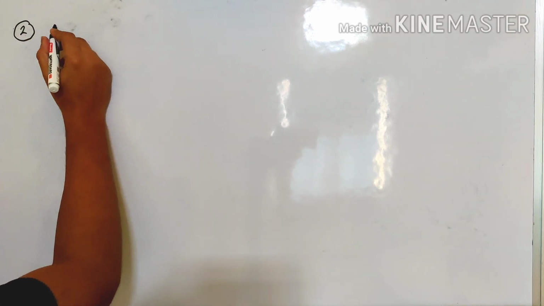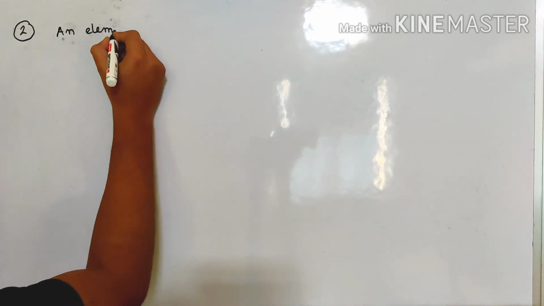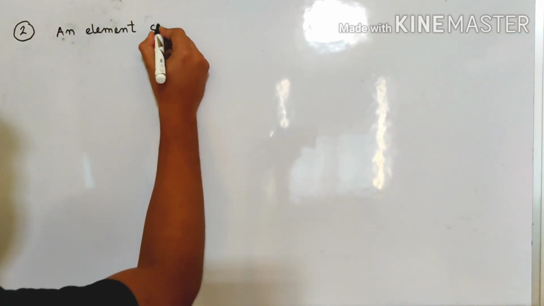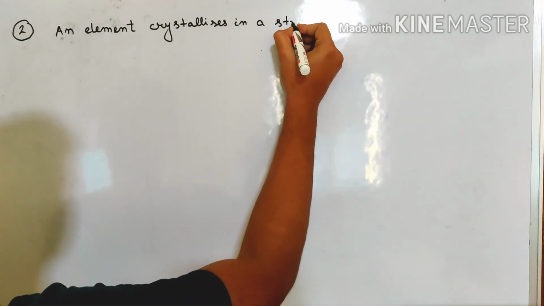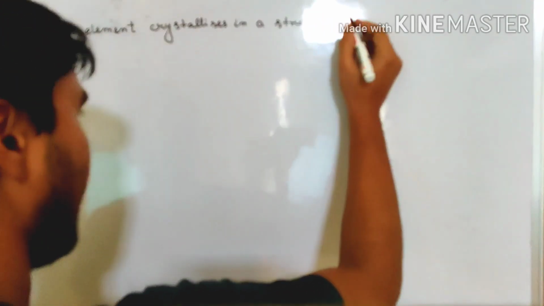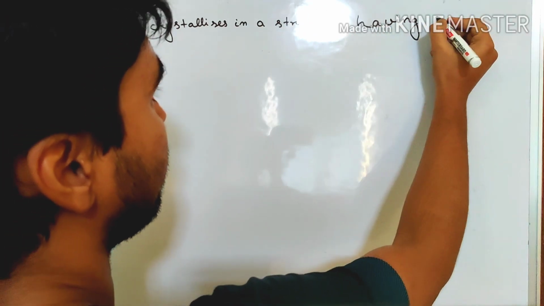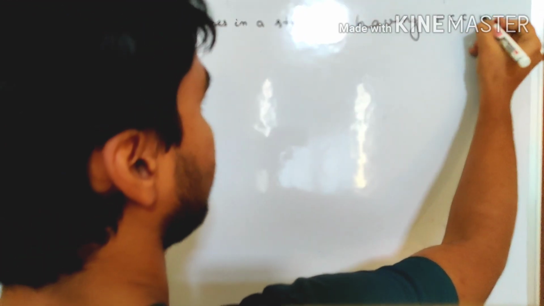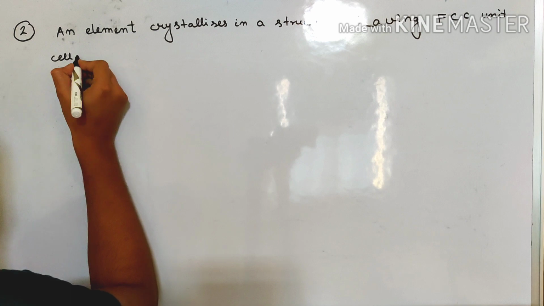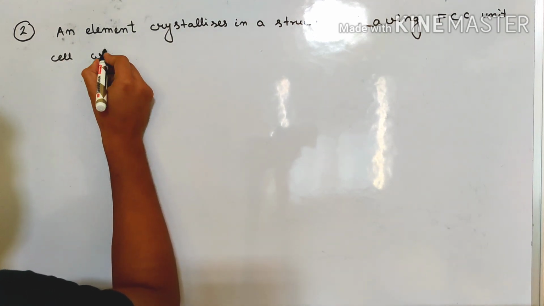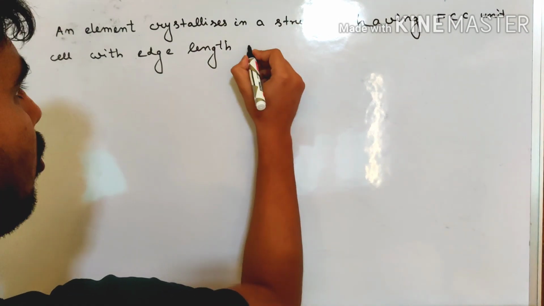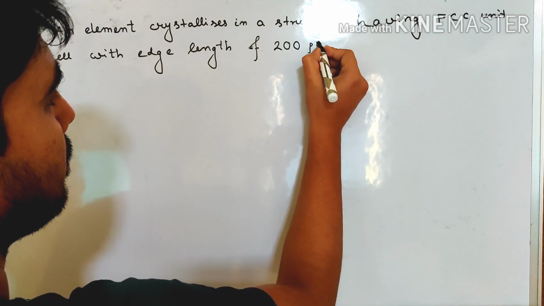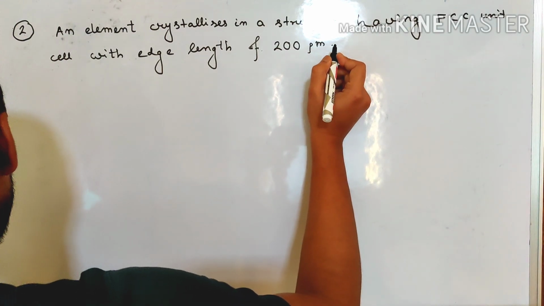Next question is also quite similar. The question goes like this. An element crystallizes in a structure having FCC unit cell with edge length of 200 picometer. Calculate its density.